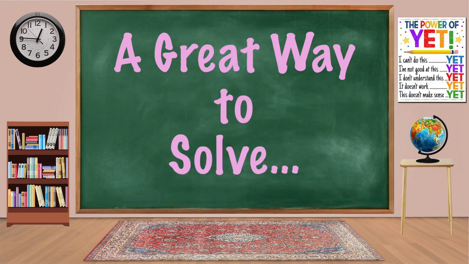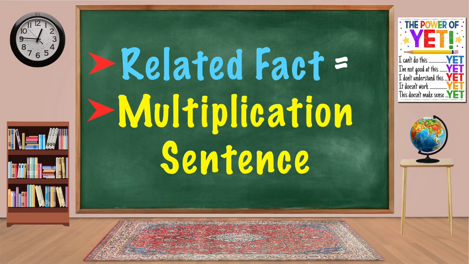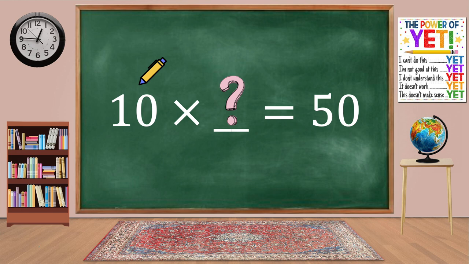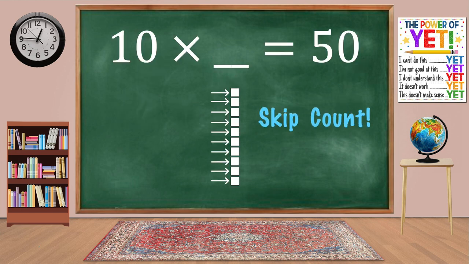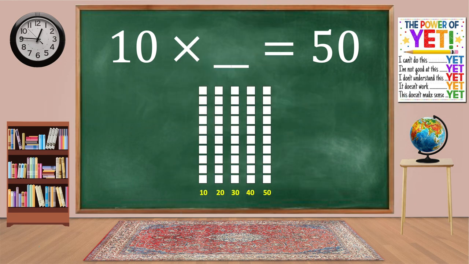A great way to solve a division problem is to use a related fact in an array. A related fact would be a multiplication sentence. So, here's our division sentence. 50 divided by 10 equals what? A related fact is 10 times what equals 50? We'll start with a column of 10 rows and skip count to 50. 10, 20, 30, 40, 50.